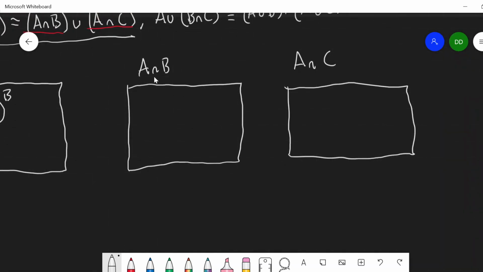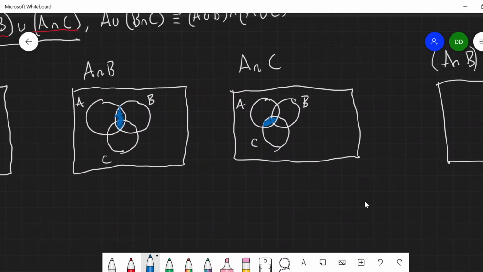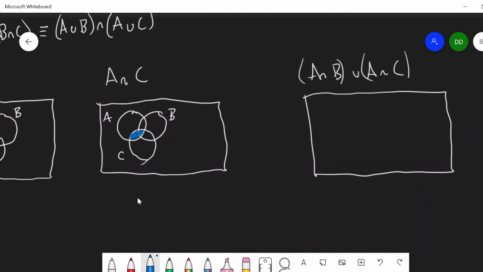Okay, so again, I have my three sets under consideration. I'm going to draw them like this. A intersect B, which ones are which? So I have A, B, C. A intersect B would be just the ones that are common to both A and B. So that's this bit here, that little sliver. I'll do the same thing over here for A intersect C. So A, B, C again. Now A intersect C would be this sliver, the set that's common to both A and C. So that's this bit. And now I will take the union of both of those.